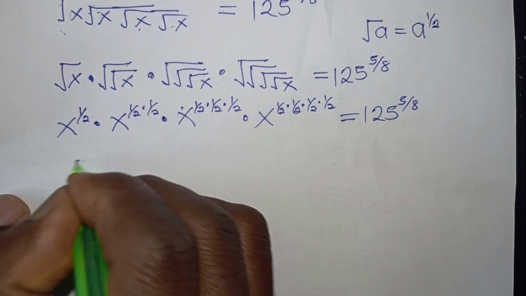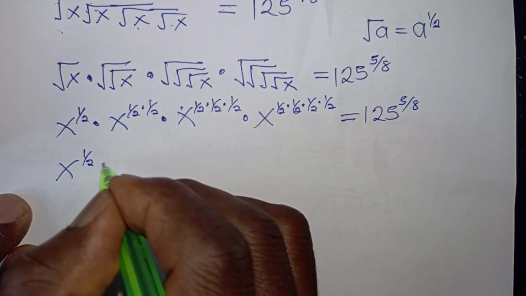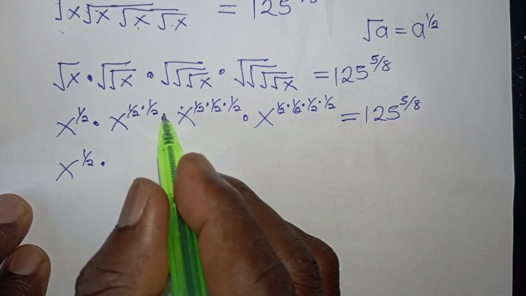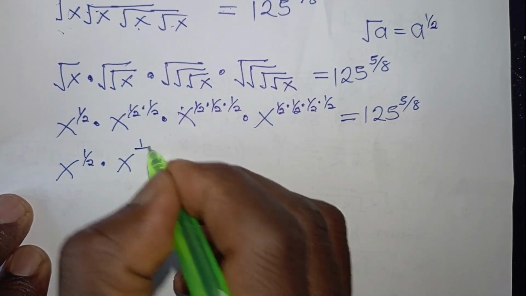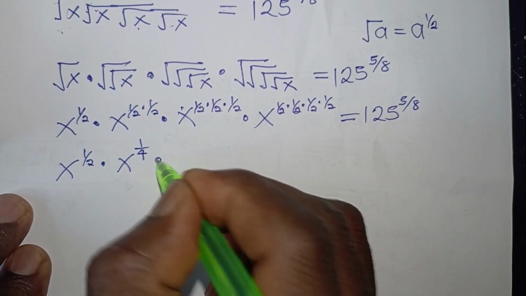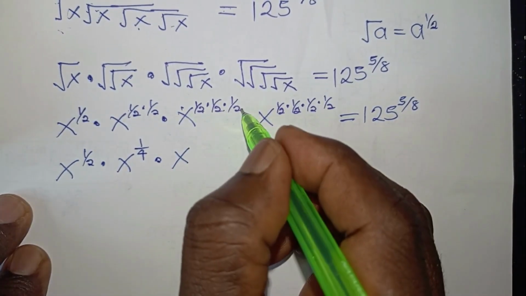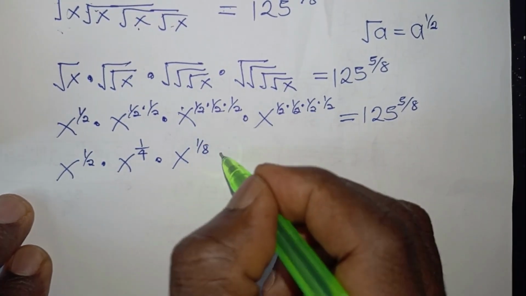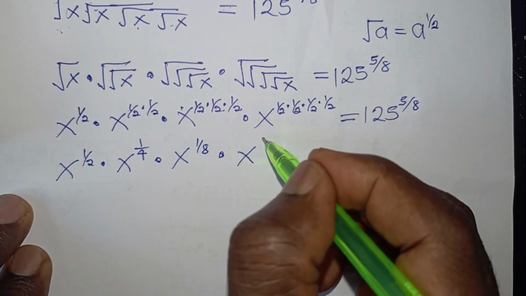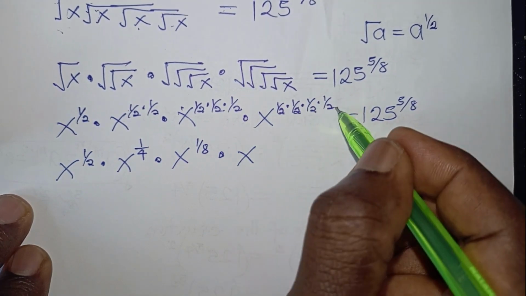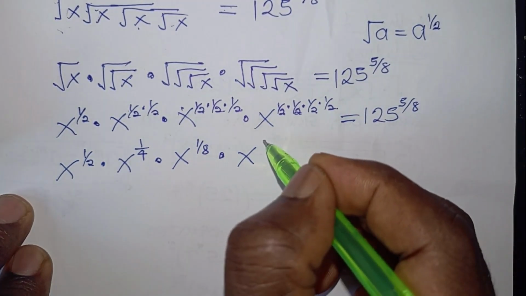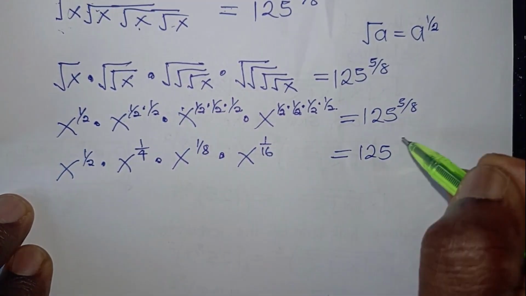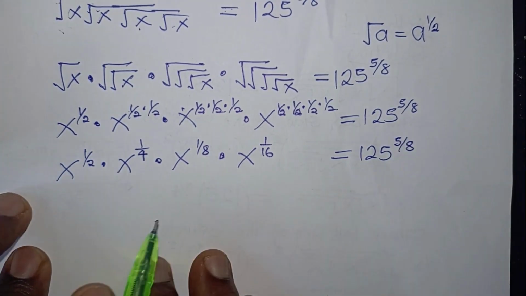So here we have x to the power half multiplied by half times half, that is 1 times 1 and 2 times 2 will give us what? x to the power 1 over 4, multiply by x to the power, 2 times 2 times 2 will give us 8, and 1 times 1 times 1 will give us 1, so this will give us 1 over 8, multiply by x to the power half, 2 times 2 times 2 times 2 will give us what? 16, so that will give us 1 over 16 equals 125 raised to the power 5 over 8.